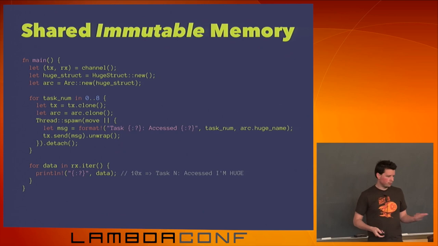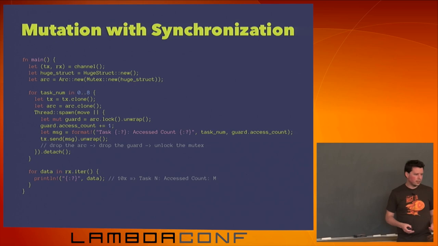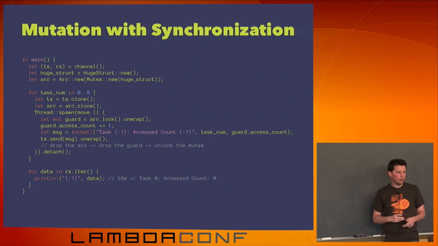You can actually do plain old synchronization, right? If your resource is actually not highly contested, then synchronization is not really that bad of a thing to do. And so in this example, we have the same stuff, where instead of putting our struct directly into our Arc, we put our struct into a Mutex and then put the Mutex inside of the Arc.